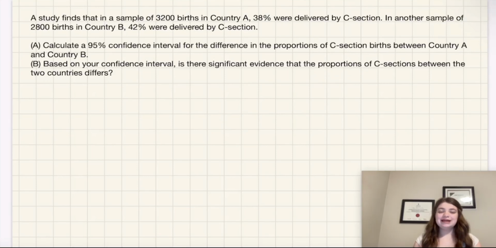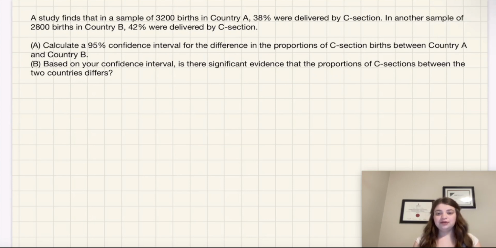Welcome back. Today we're going to be going over another example in preparation for your AP Statistics exam. This one specifically is going to be for confidence intervals between two population proportions. So let's jump in.